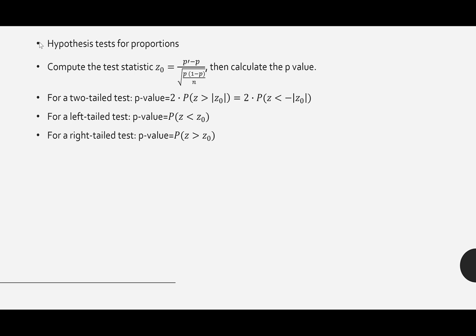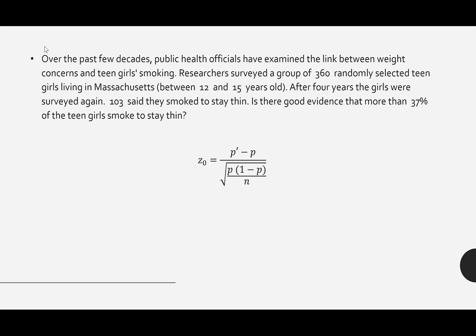So we could have a two-tailed test where we look at the right and the left side. We could have a left-tailed test where we're only looking on the left. We could have a right-tailed test where we're only looking at the right, and I'll break that down through our example. So let's try this example.